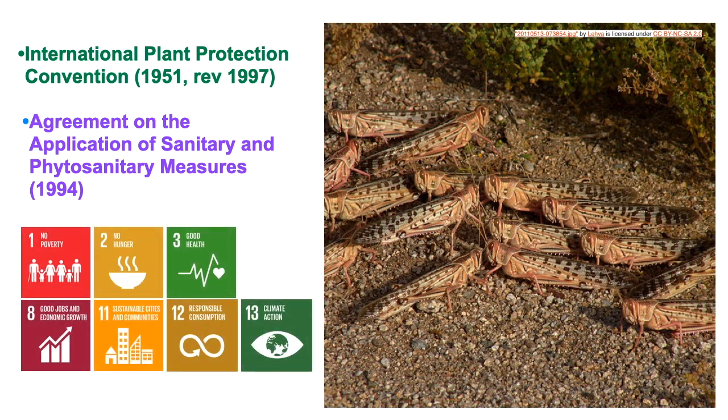And this is the International Plant Protection Convention, and this organization was set primarily for healthy crop production. Therefore, it is critical to achieve sustainable development goals related to food security.